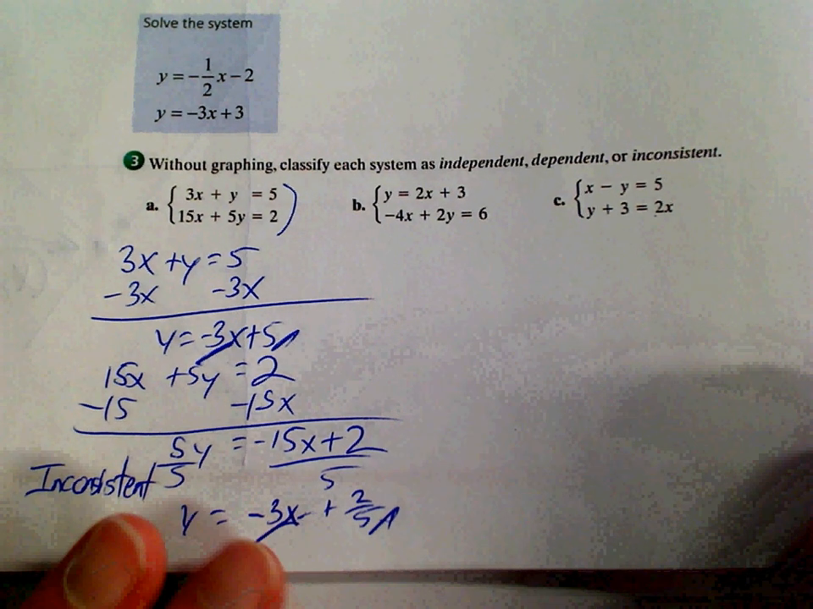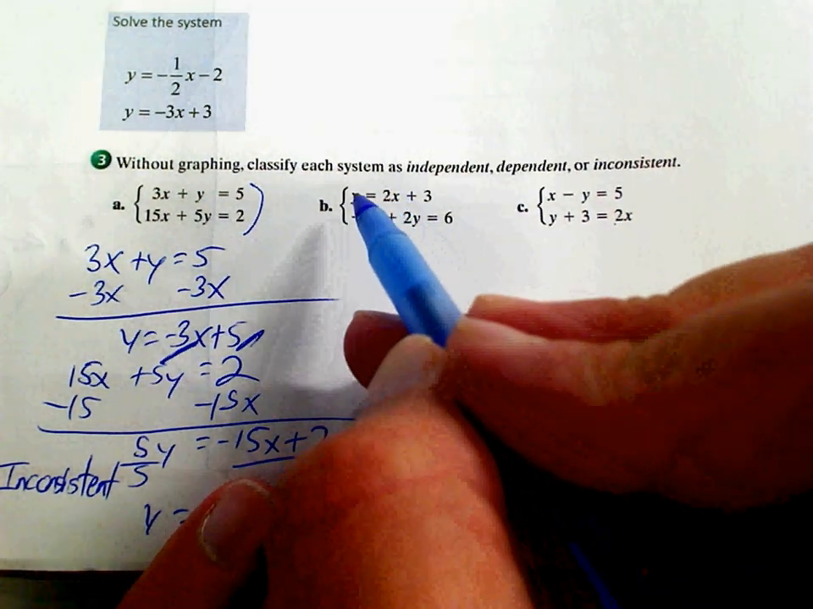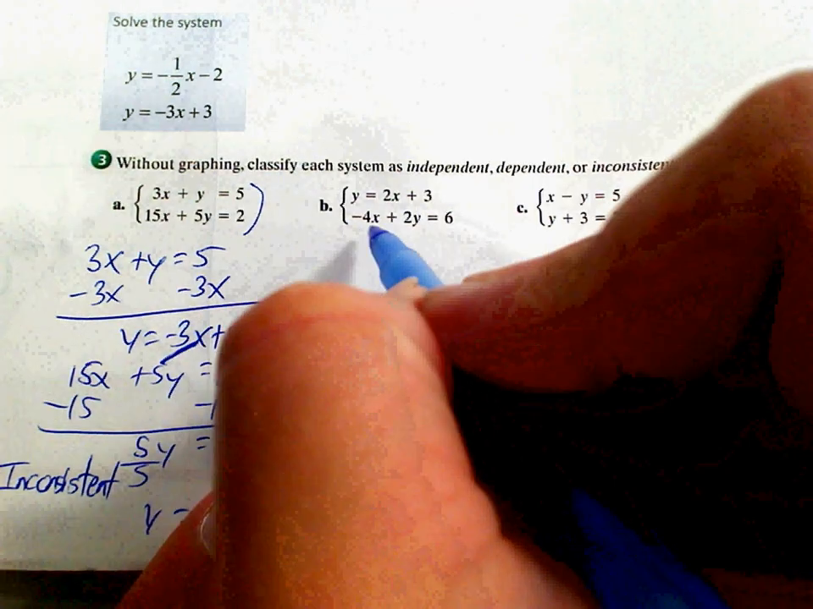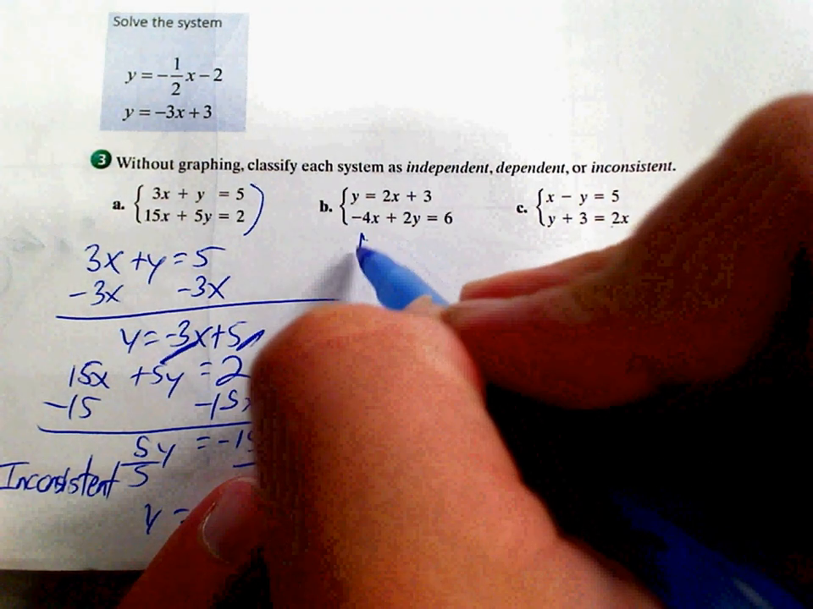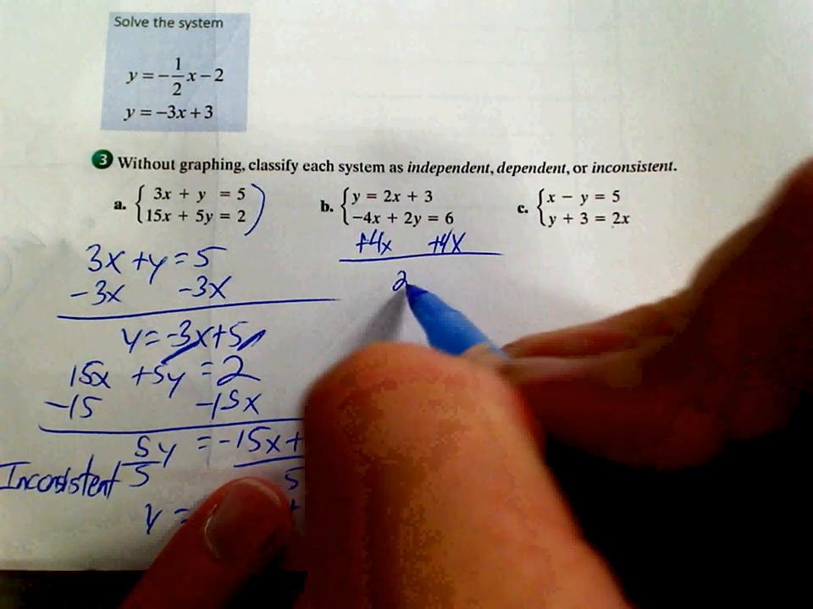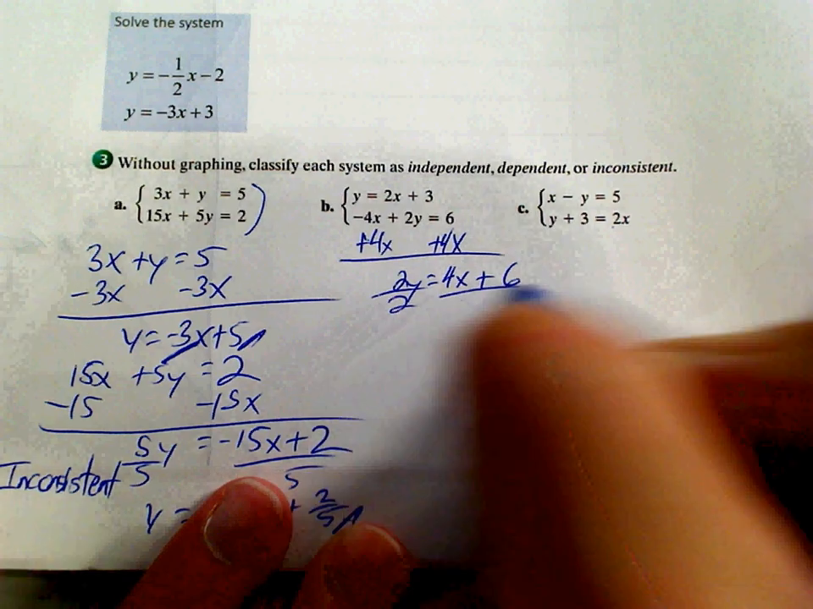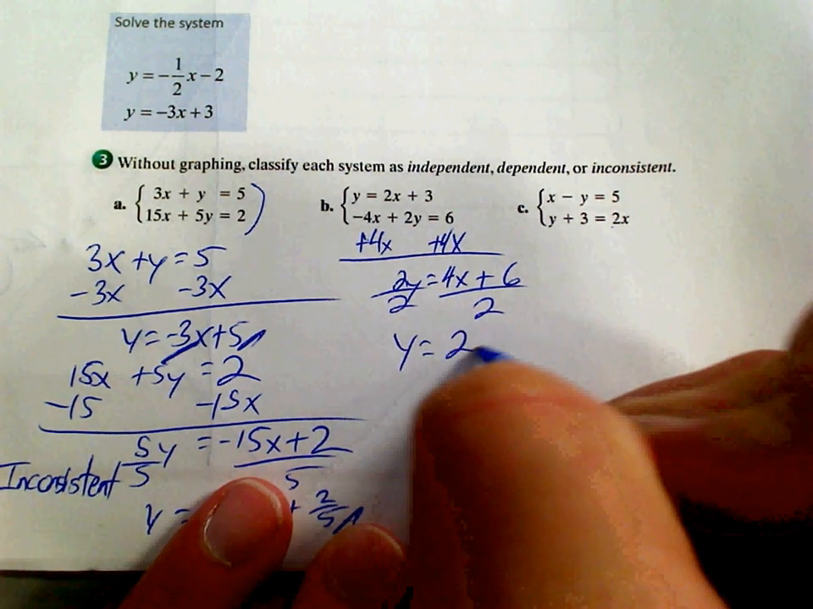Very good. You'll have a homework question just like that. The next one, hey, one of them is already in slope-intercept form. Let's just take the second one right here. Let's add the 4x, add the 4x. 2y equals 4x plus 6. Divide by 2, y would equal 2x plus 3.